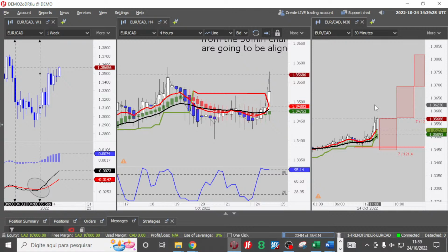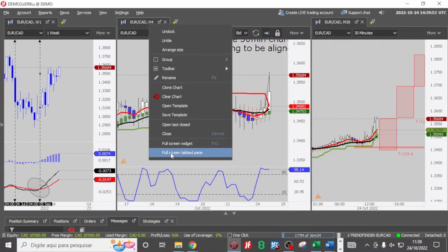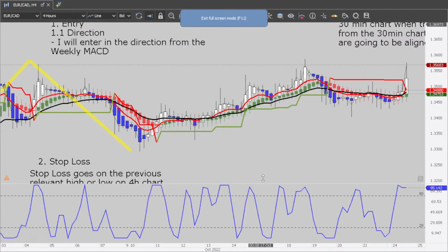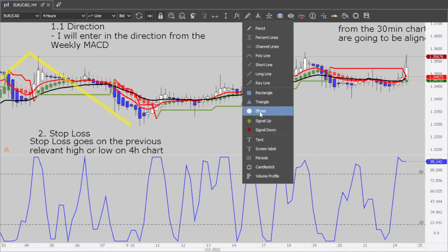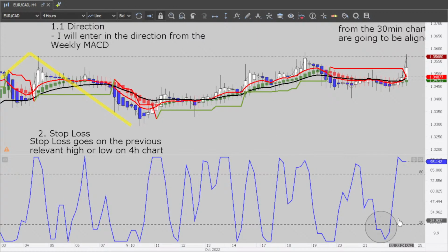Everybody, those lessons should be quite easy for you if you've learned well the role of timing, right? But let's go step by step. Everything is the same, but in order to enter on the 30-minute chart, I must see the stochastic on the 4-hour chart in the buy zone. This is the buy zone.